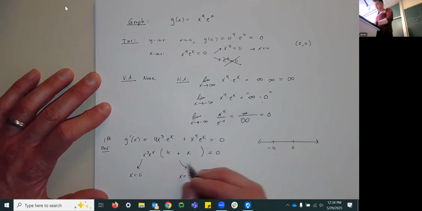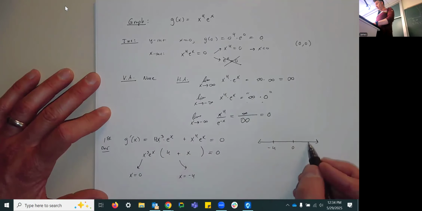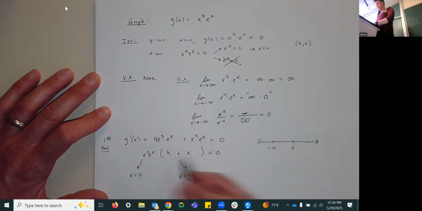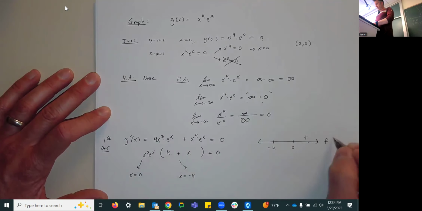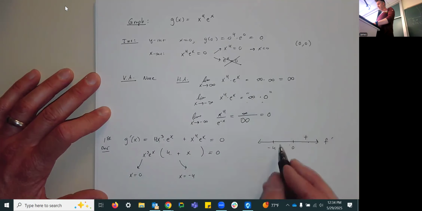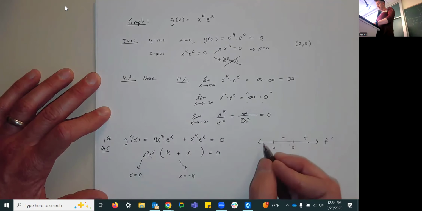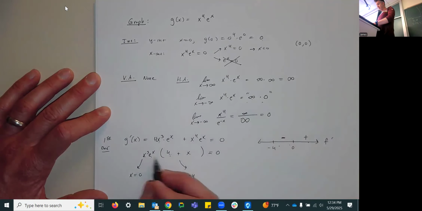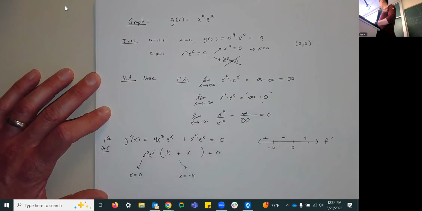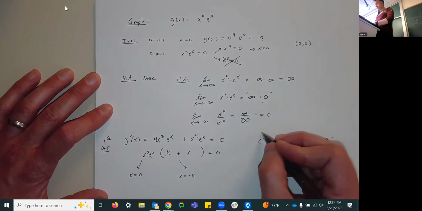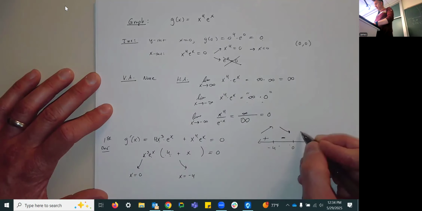All right, so picking a number larger than 0, like 1: positive, positive, positive. Picking a number between 0 and negative 4, like negative 2: negative, positive, positive. Picking something like negative 5: negative, positive, negative. So overall positive. So my function is increasing, then decreasing, then increasing.